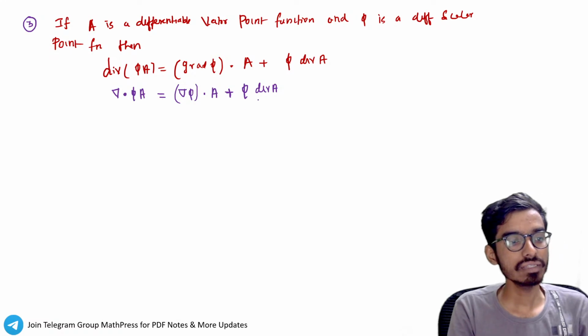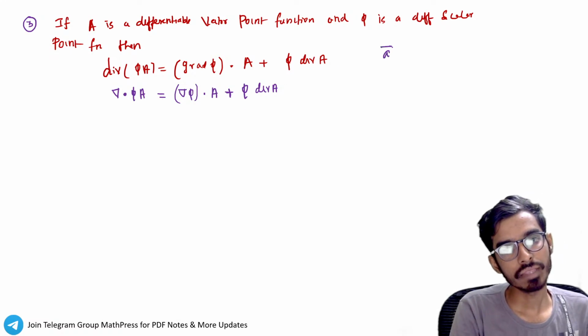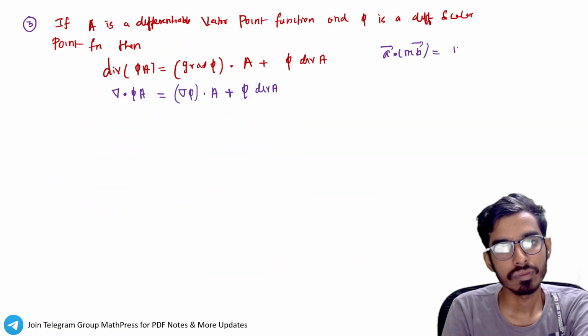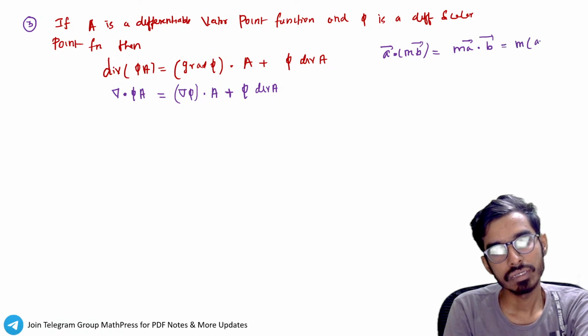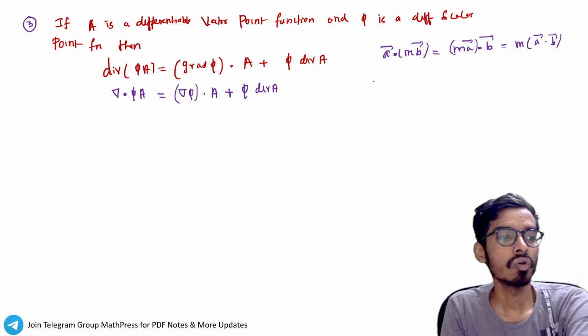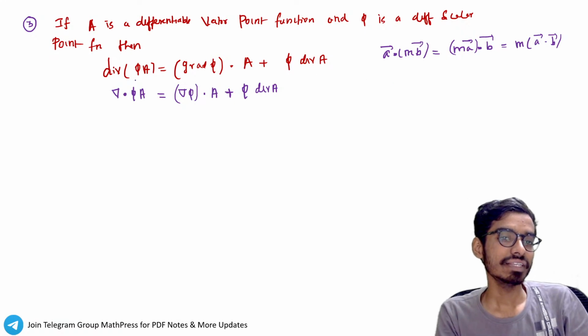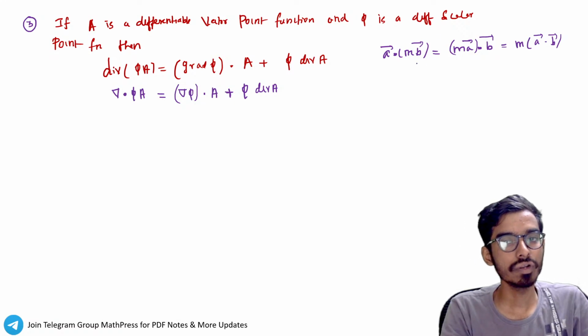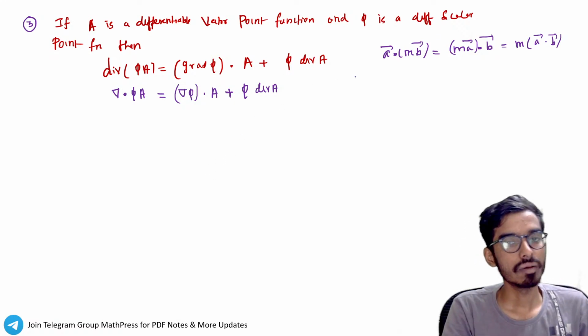For proving this, I'm going to use the result that a dot m b vector is the same as m a dot b vector, and this is the same as m into a dot b, right? m a vector dot b vector. So you just have to remember, whenever we see this, we have to use this result. a dot m b is the same as m a dot b. We're going to use this result in this proof. I'll let you know.